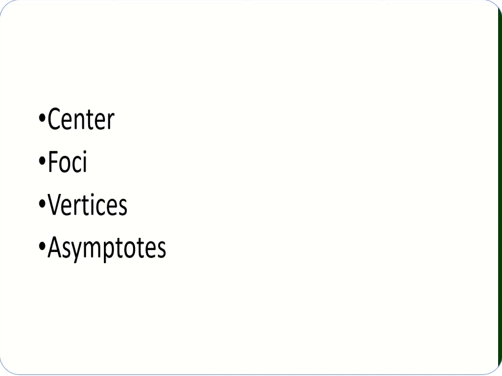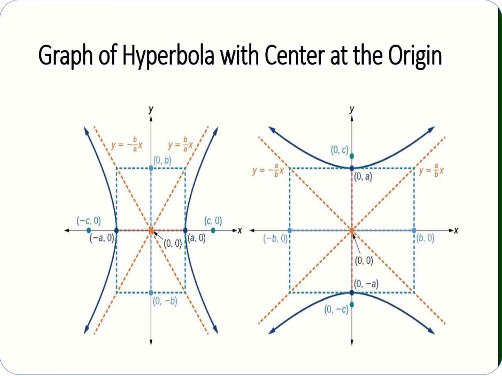And for the asymptotes, it is a line which is getting closer and closer to the graph, to the curve of the hyperbola, getting closer and closer, but it does not intersect. Okay? We have here the graph of a hyperbola with center at the origin.